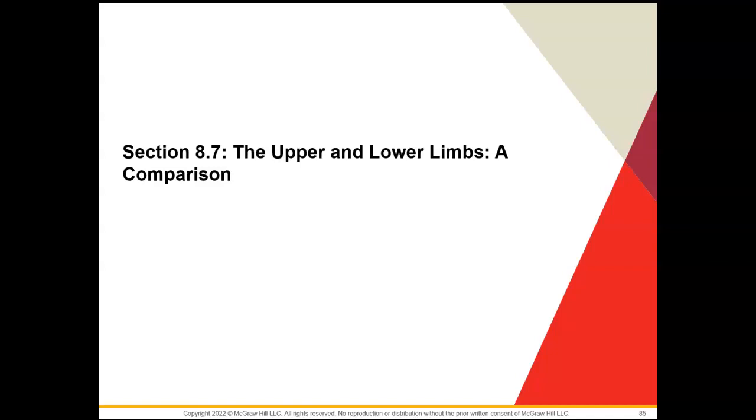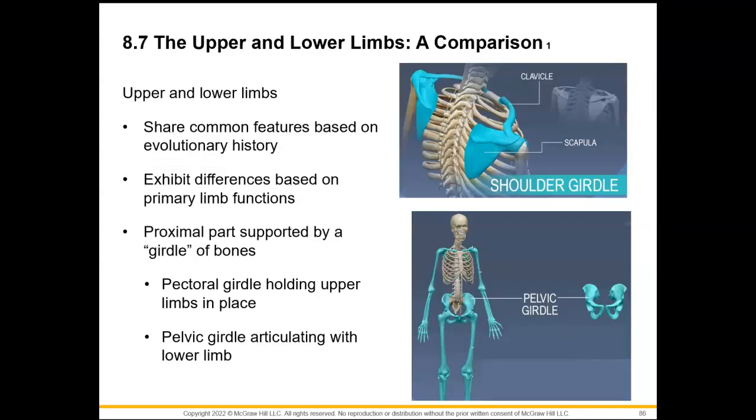Now for section 8.7, we are going to compare our upper and lower limbs. Our upper and lower limbs share common features based on evolutionary history. They're going to exhibit differences based on their primary limb functions. We'll see that the proximal parts are going to be supported by a girdle of bones, and we have our pectoral girdle, which is pictured over here for holding the upper limb in place, and our pelvic girdle that is articulating with our lower limb.